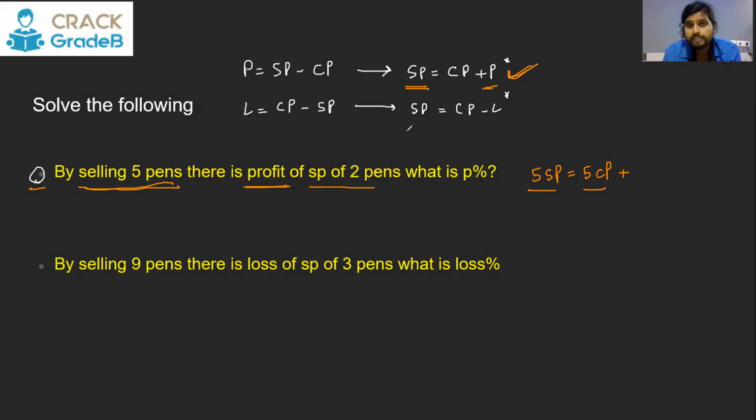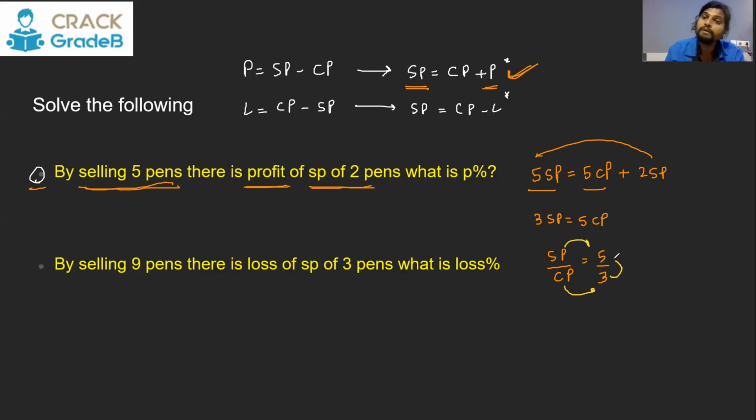And how much is the profit? Instead of profit, you will write there is a profit of the selling price of 2 pens. Selling price of 2 pens means 2 SP. And then this goes to this side. It becomes 3 SP is equal to 5 CP. And then again, you can write in terms of ratio like this. If CP is 3, SP is 5, that means 3 rupees worth of stuff you are selling for 5. There is a profit of 2 on 3. So this much percent profit, and the fraction value of 2 by 3 is 66.66%. Hence, there is a profit of 66.66%.